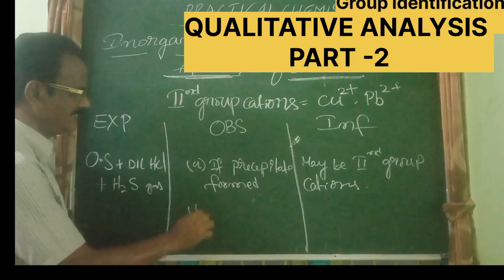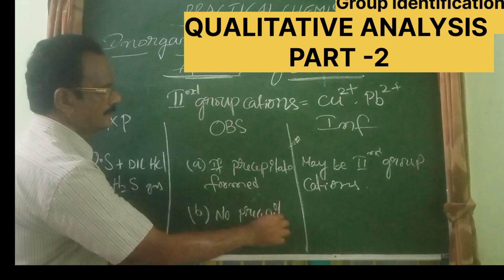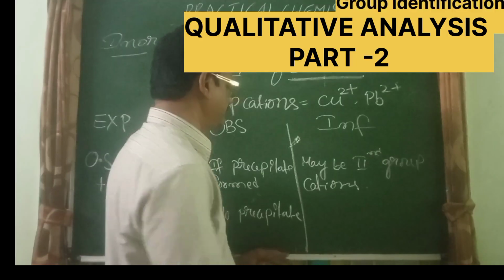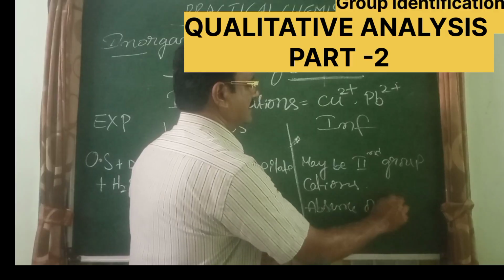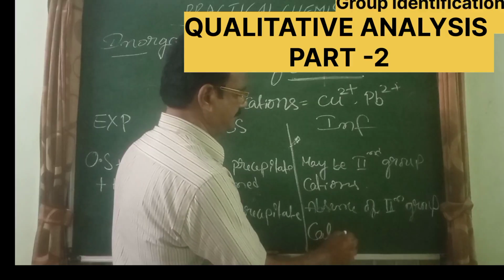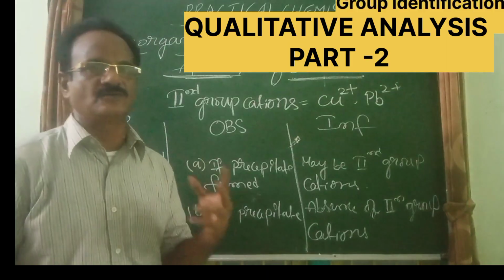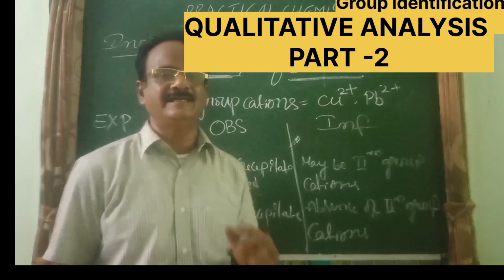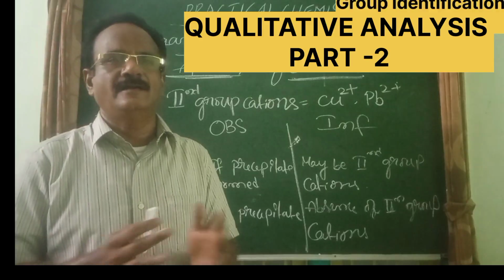If there is no precipitate, second group cations are absent. Is it clear? Absence of second group cations. These are the observations during the identification of second group cations. Here, one has to take original solution into the test tube and then it is added with dilute HCl and then it is added by H2S gas.